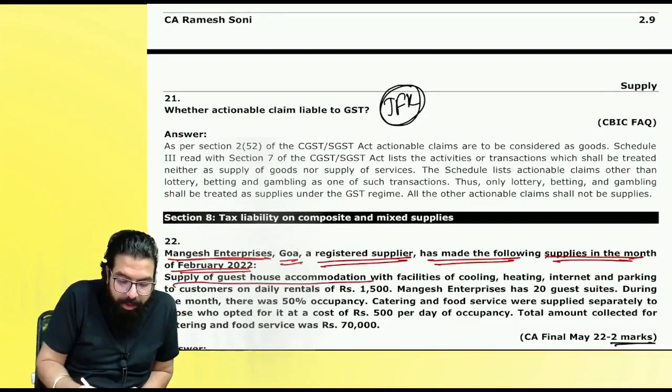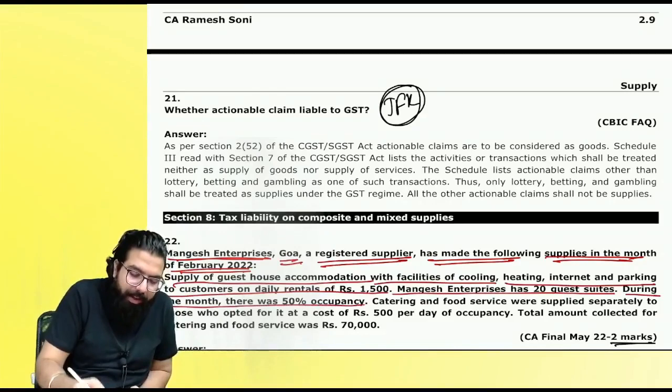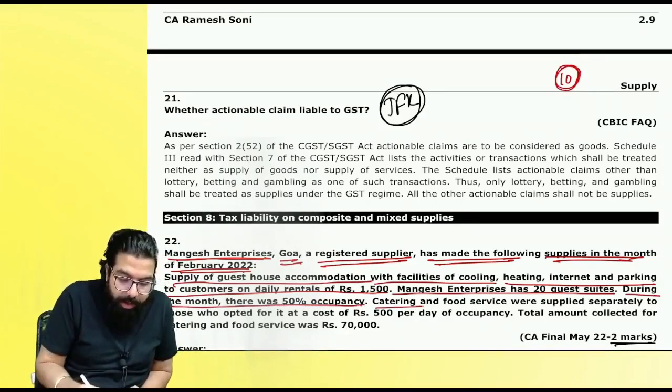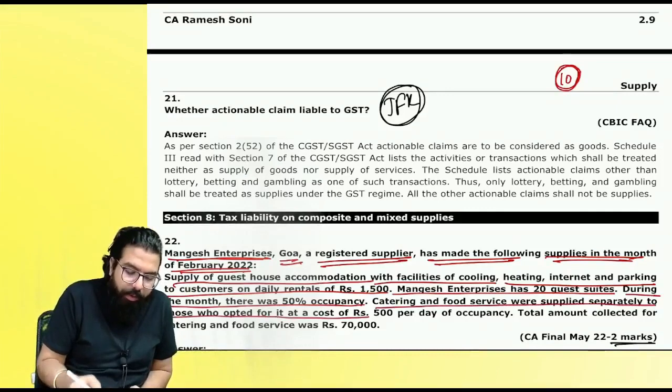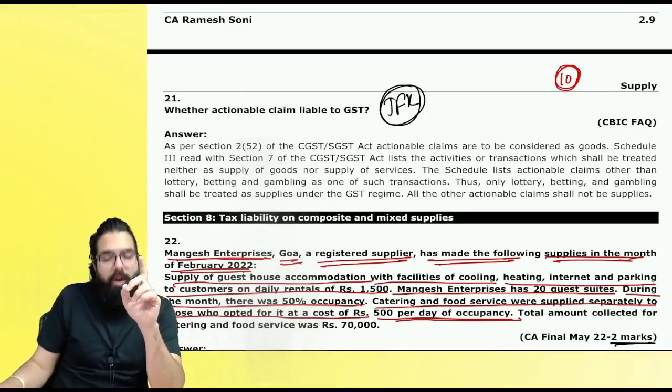Supply of guest house accommodation with facilities of cooling, heating, internet, parking to customers on a daily rental of 1500. Mangesh Enterprise has 20 guest suites. During the month, there was 50% occupancy. How many guest suites? 20. Out of 20, how many occupied? 10. 50% means 10. Catering and food services are supplied to those who opted for it at the cost of rupees 500 for their occupancy, hotel accommodation, along with what?